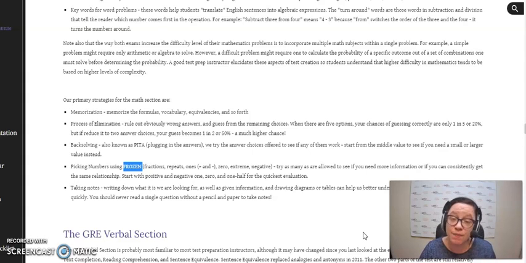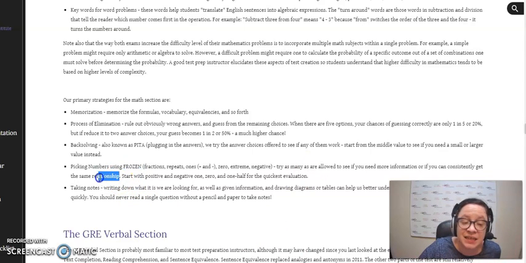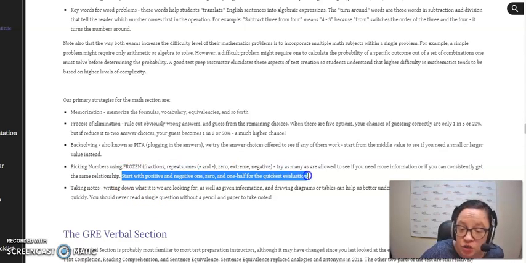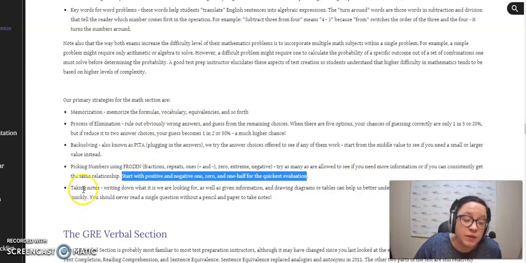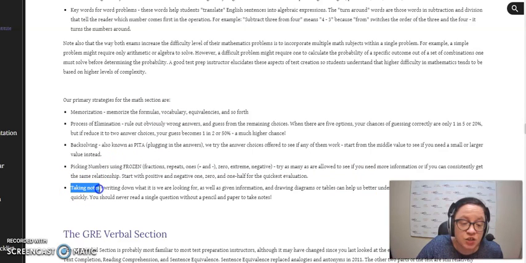You want to try as many as you are allowed to see, do I need more information? Because sometimes not enough information is an answer choice. Or can you consistently get the same relationship and therefore you know for sure what the answer is going to be? The fastest evaluation, you always start with -1, 0, and 1/2, and that'll give you the quickest information. But sometimes questions are going to say it has to be an integer, in which case you cannot try a fraction.